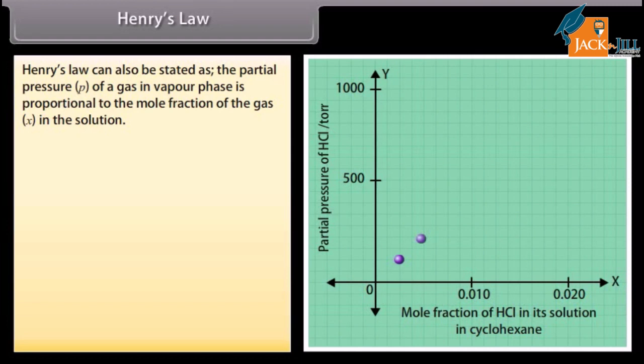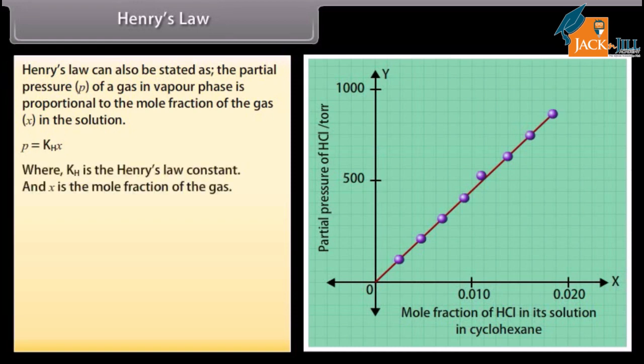Henry's law can also be stated as the partial pressure of a gas in vapor phase is proportional to the mole fraction of the gas in the solution. P = kH x, where kH is the Henry's law constant and x is the mole fraction of the gas.